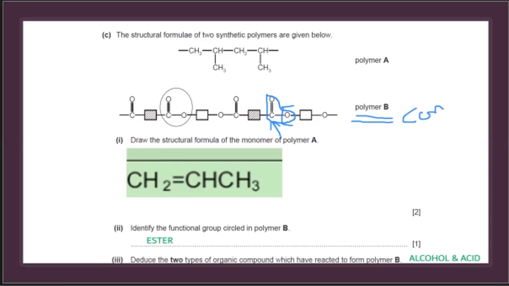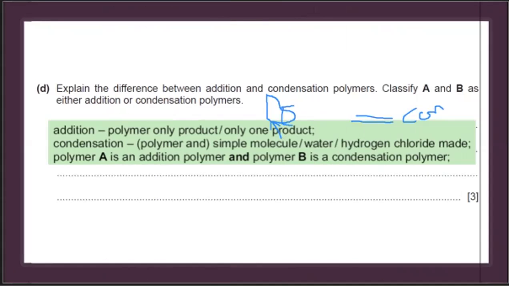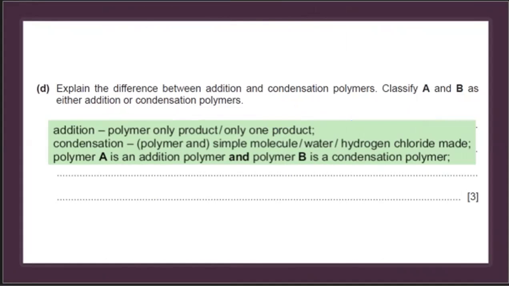Structure A is an addition polymer. So let's go back to the question. Yes, so polymer A is an addition polymer because it would have come from the alkene, while polymer B, two different monomers would have come together to give us the polymer.